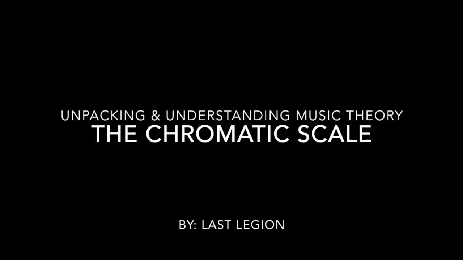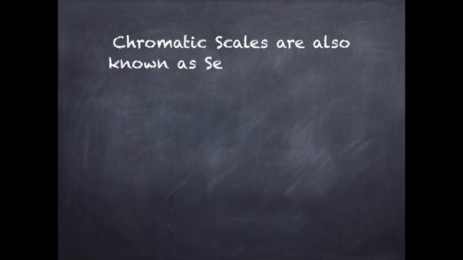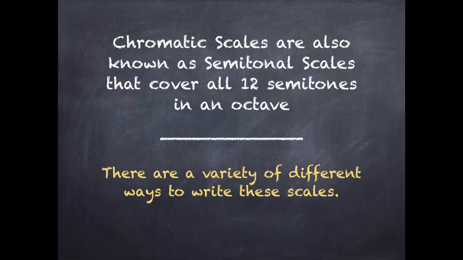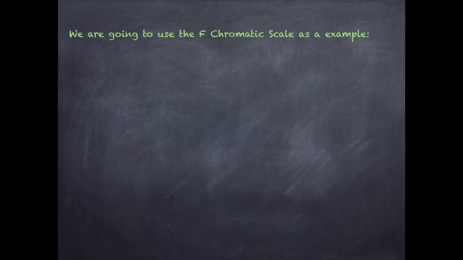This theory video looks at the chromatic scale. Chromatic scales are also known as semitonal scales that cover all 12 semitones in an octave in Western music theory. There are a variety of different ways to effectively write these scales. For this video, we're going to use the F chromatic scale as our example.